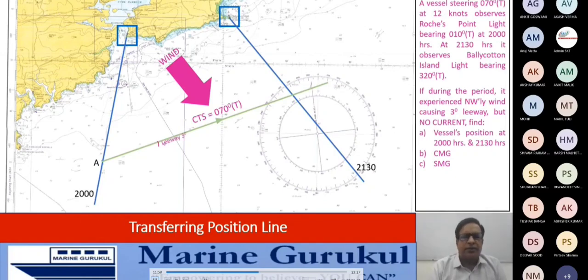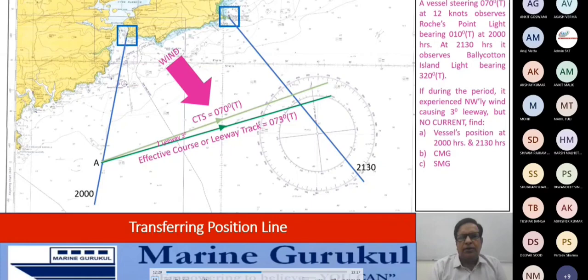You can see 3 degrees of leeway showing up on the screen, and what you get with the dark green line is the leeway track or the effective course track, which is also represented by a single arrow. You can see in this case the leeway gets added to CTS to give us the effective course.